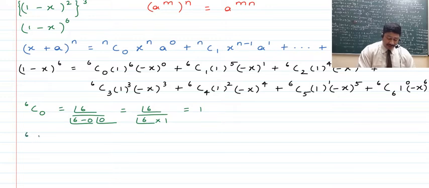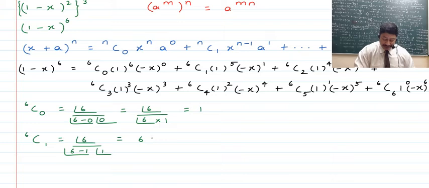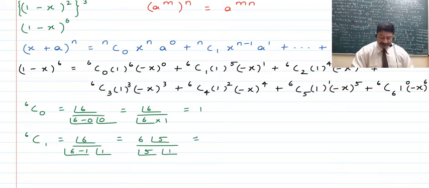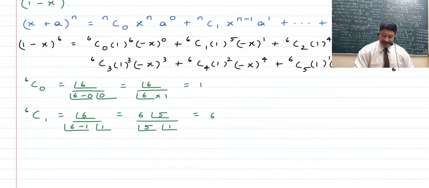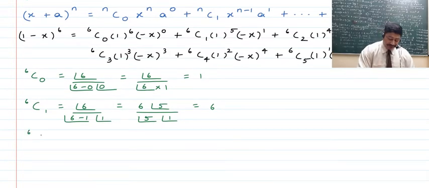So if we talk about 6C1, that is going to become equal to 6 factorial divided by (6 minus 1) factorial times 1 factorial. That is going to become equal to 6 times factorial 5 divided by factorial 5 times 1 factorial, that is 1. So here further 5 factorial will get cancelled, and this will become equal to 6. Next, now we talk about 6C2.